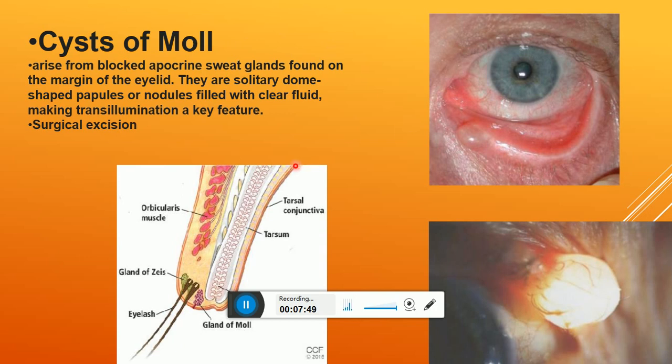So cysts of Moll arise from the sweat glands. Sweat glands are found on the eyelid margin, and this is the gland of Moll, as you can see in the picture. They are dome shaped and filled with clear fluid, which makes transillumination a key feature. In this picture you can see it is transilluminated, while the cyst abscess is not transilluminated.